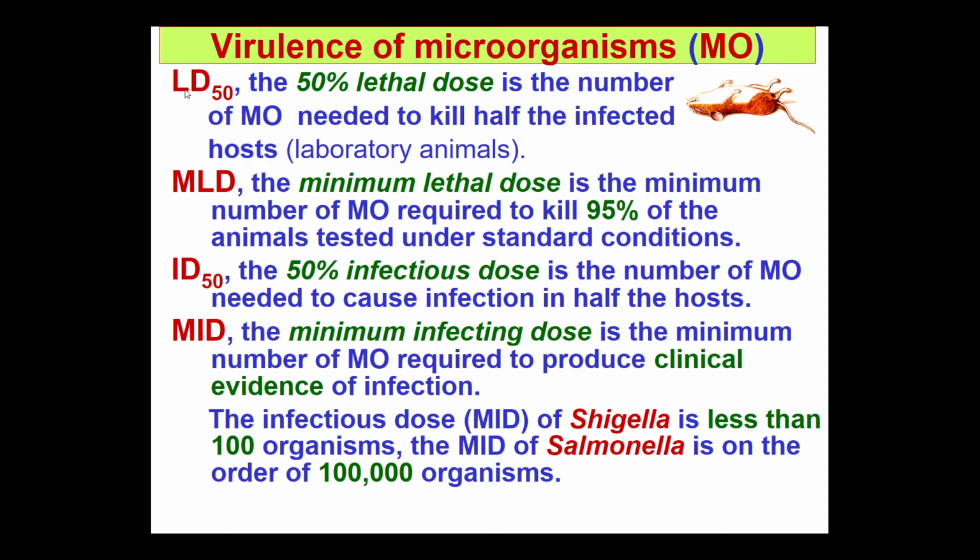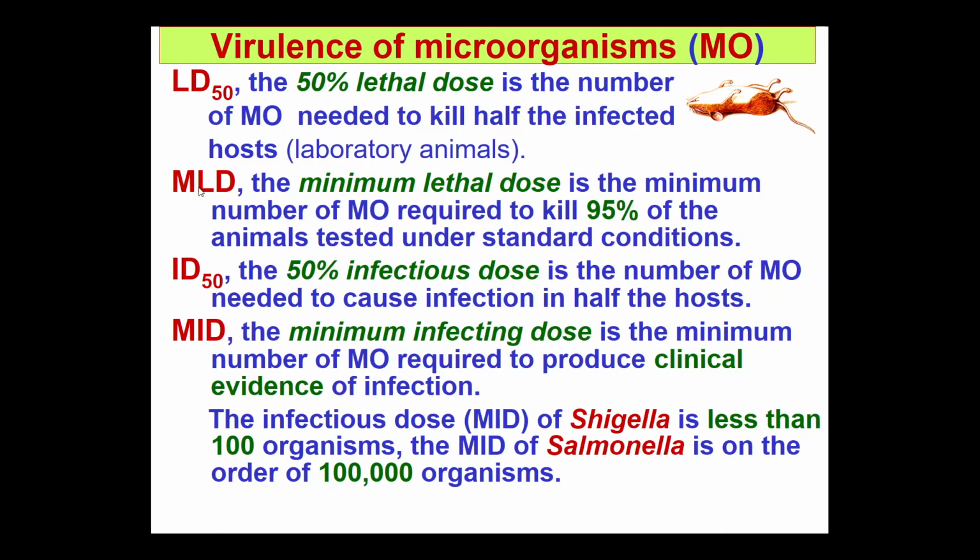It means to measure this lethal dose 50, we have to take, for example, 100 mice. If all of these mice are infected by the 50% lethal dose of the microbe, Staphylococcus aureus, the LD50 would be when half of these mice die and half survive.